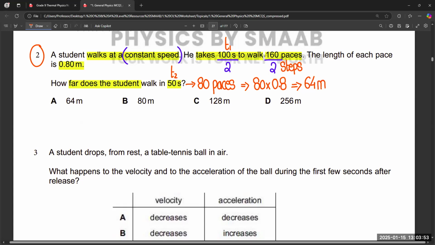64 meters. So this is the first question, right? Sir, can you explain again? I didn't get the first part either.